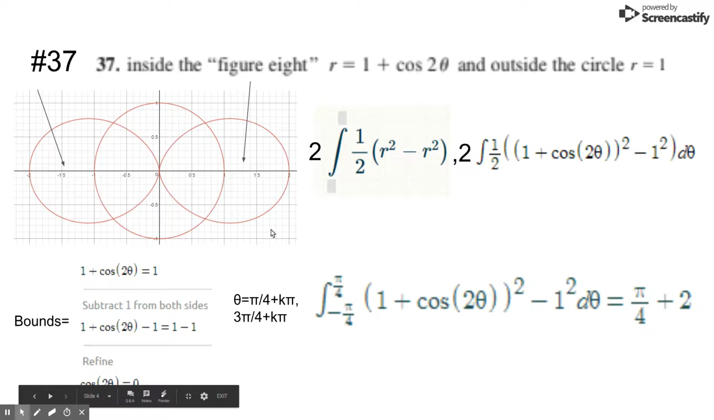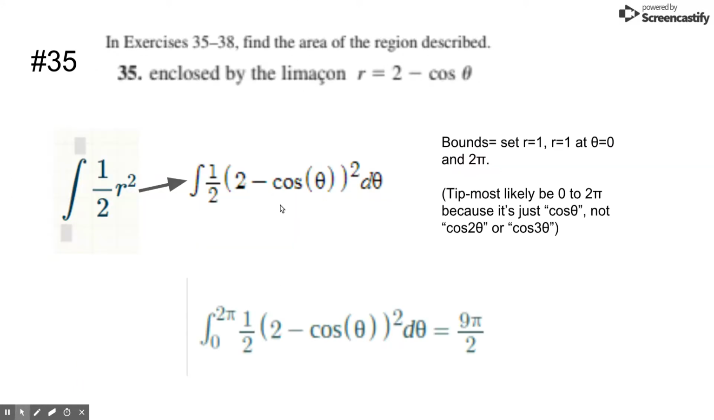So to find the actual bounds, we need to set the radiuses equal to each other. I think I said that, but with some simple algebra, we get cosine of 2 theta equals 0. And solving this, we get theta equals pi over 4 plus k pi, and also 3 pi over 4 plus k pi, which pretty much means whenever it's some odd integer multiplied by pi over 4, that's a solution to the intersection.